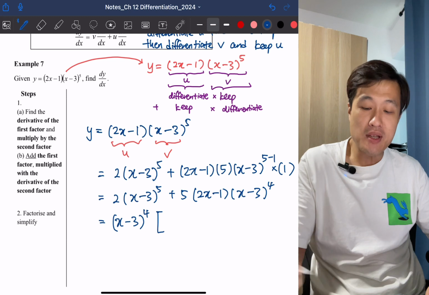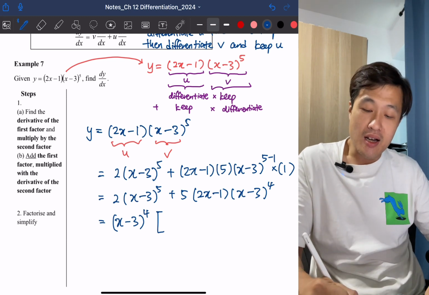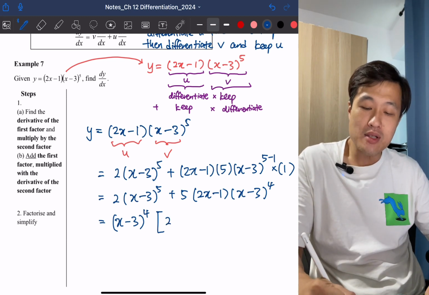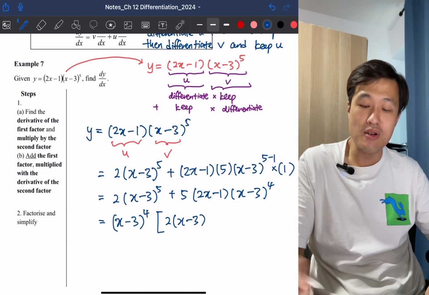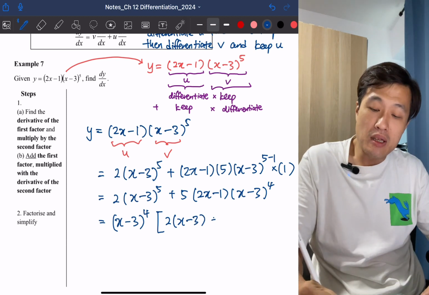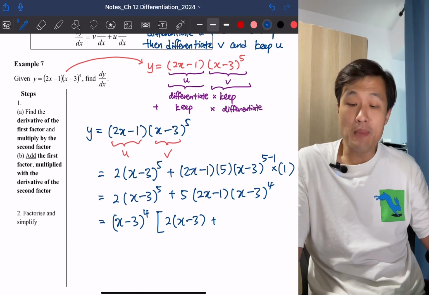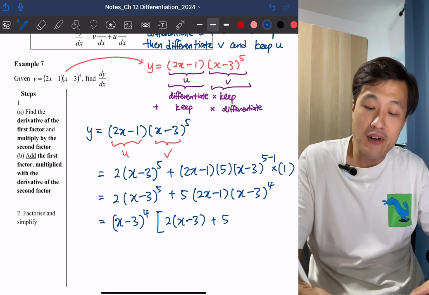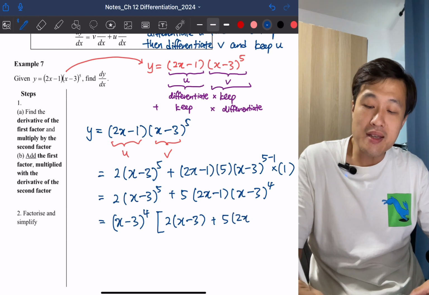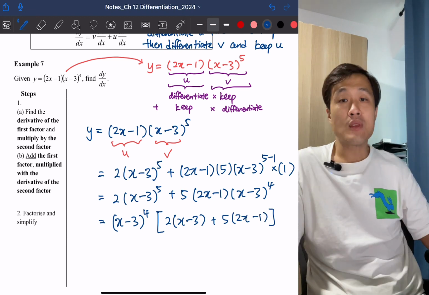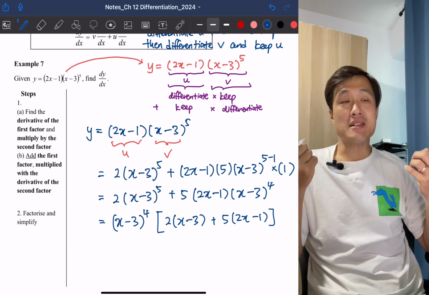And what happens here is that inside the bracket we will have 2 times (x minus 3) for the first term, plus, now that we factorized out (x minus 3) to the power of 4, we're left with 5 times (2x minus 1). Right? So that's the factorizing done.